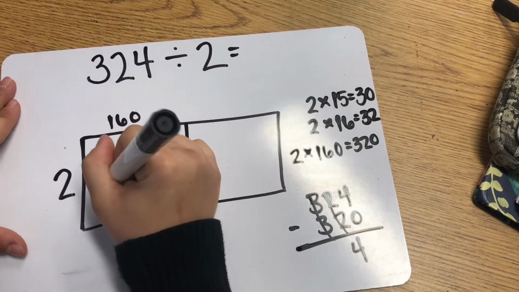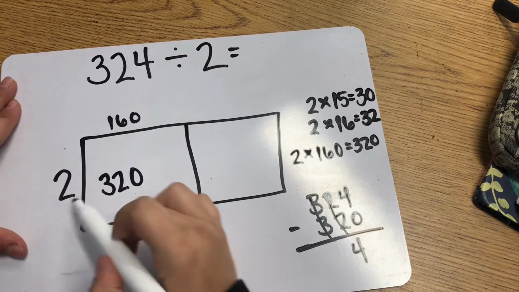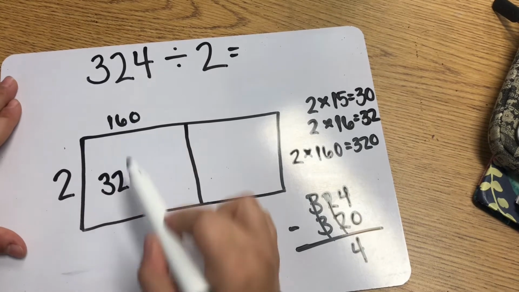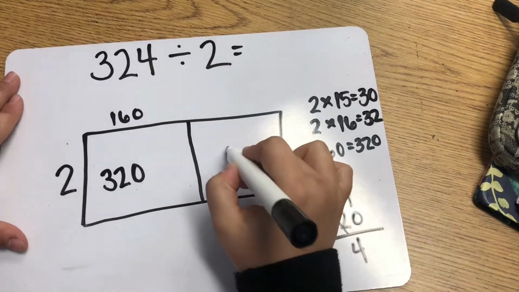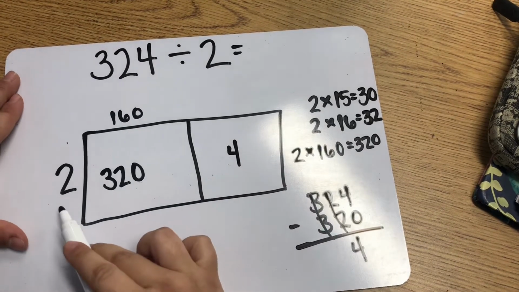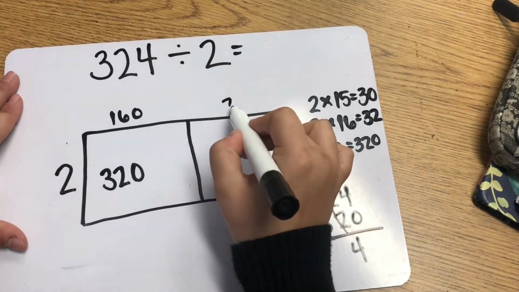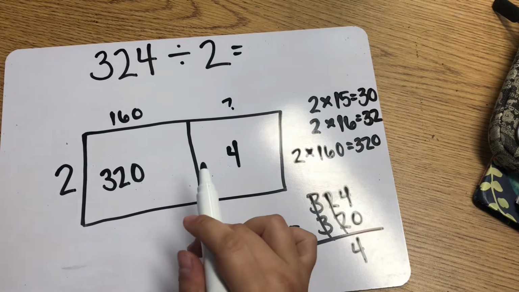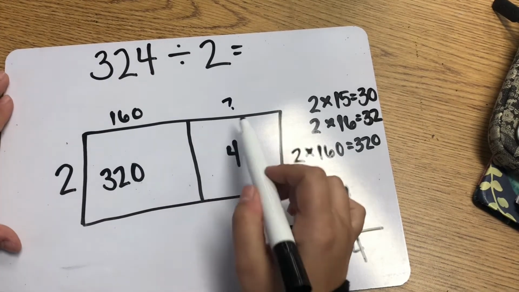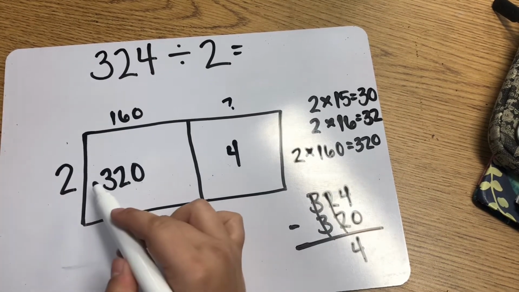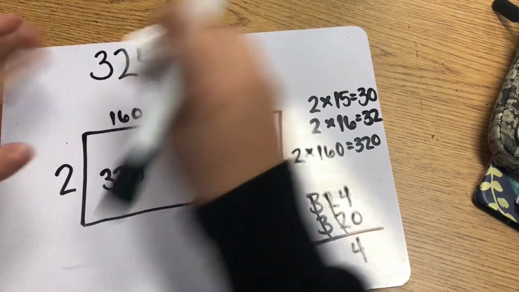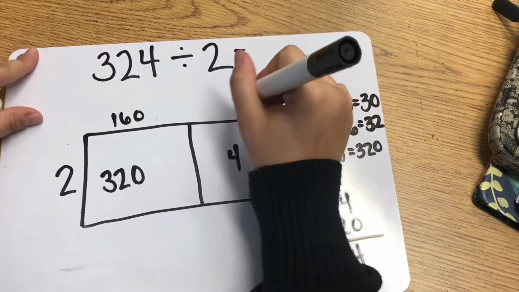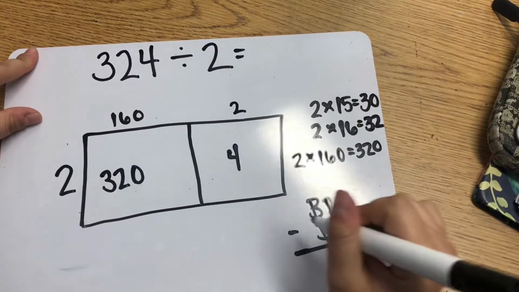Write 320 here because 2 times 160 is 320. I have 4 left over. So now, 2 times what equals 4? That is what I'm trying to figure out. So I know 2 times 2 is 4, so I can go ahead and erase the little question mark. 2 times 2 is 4.